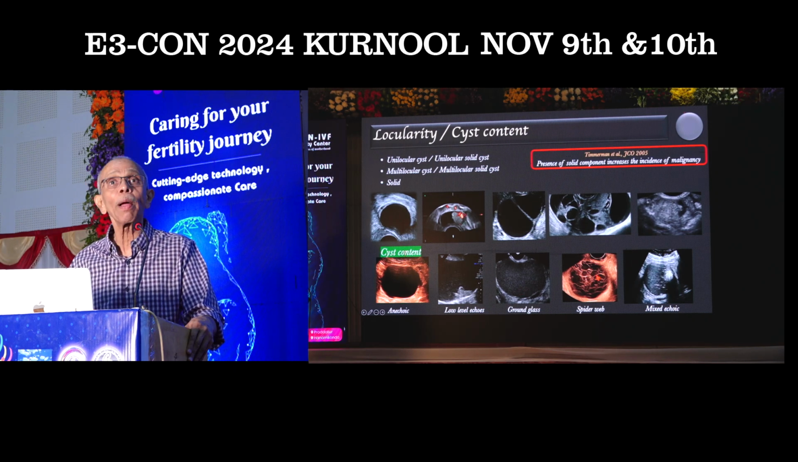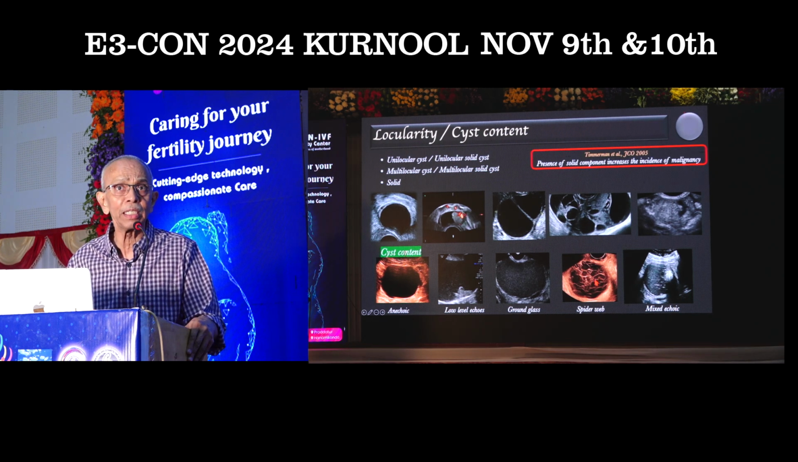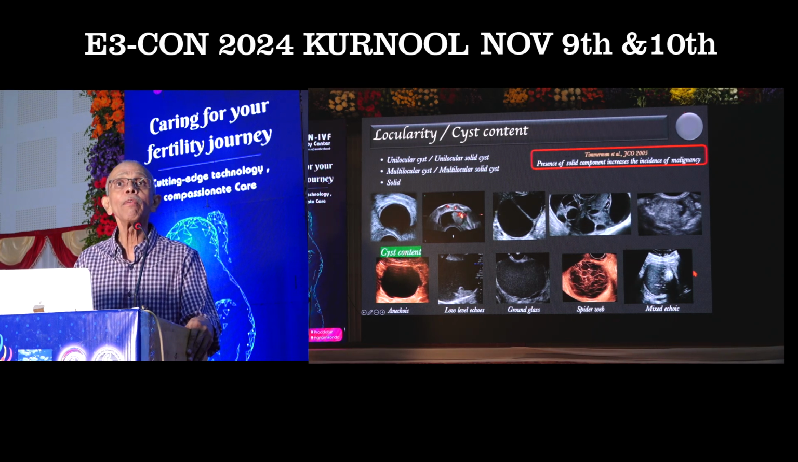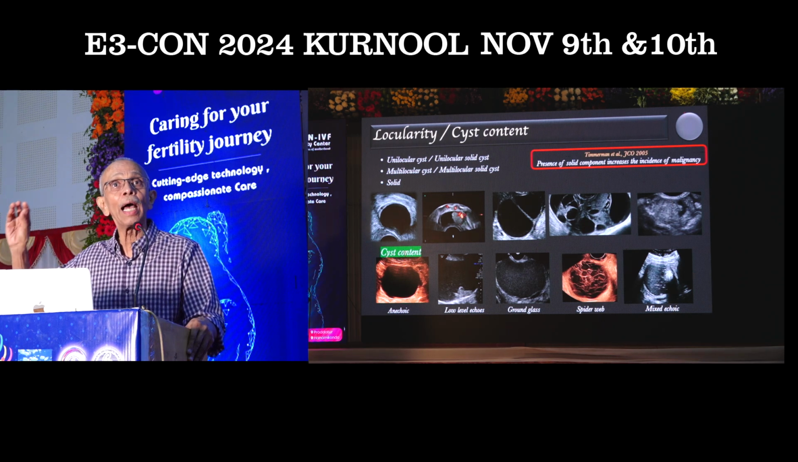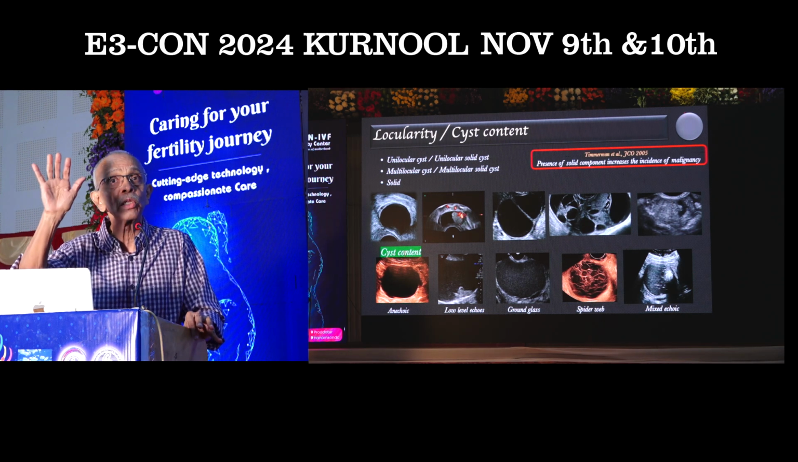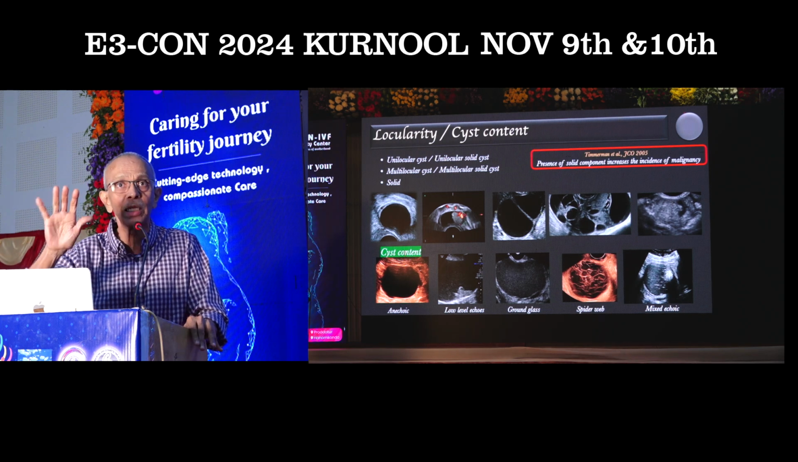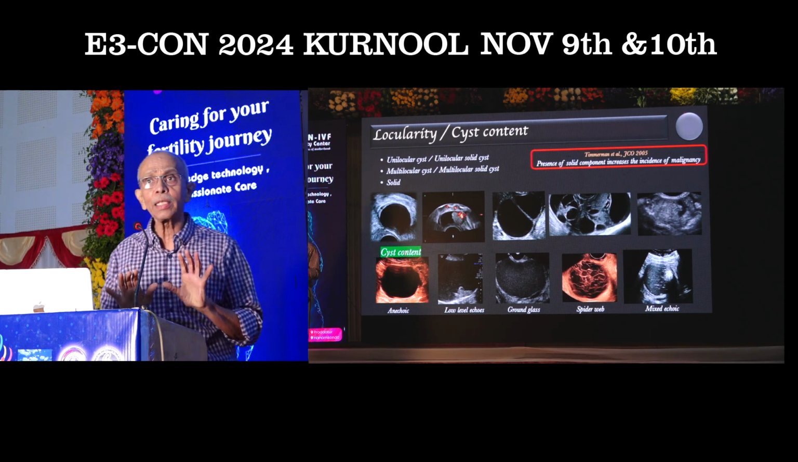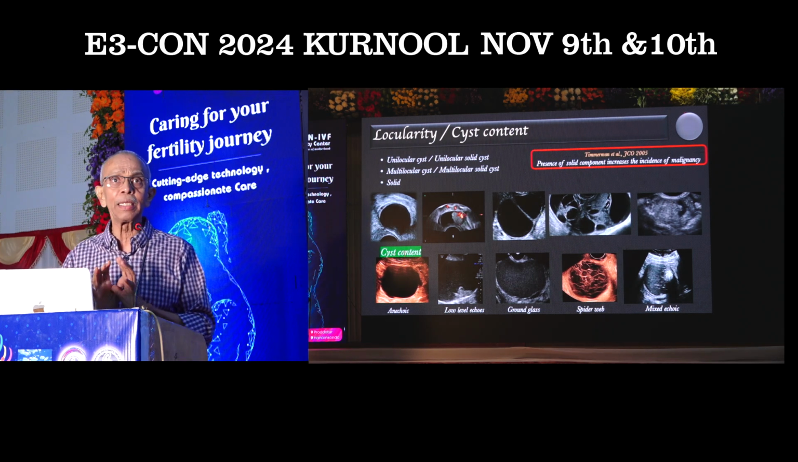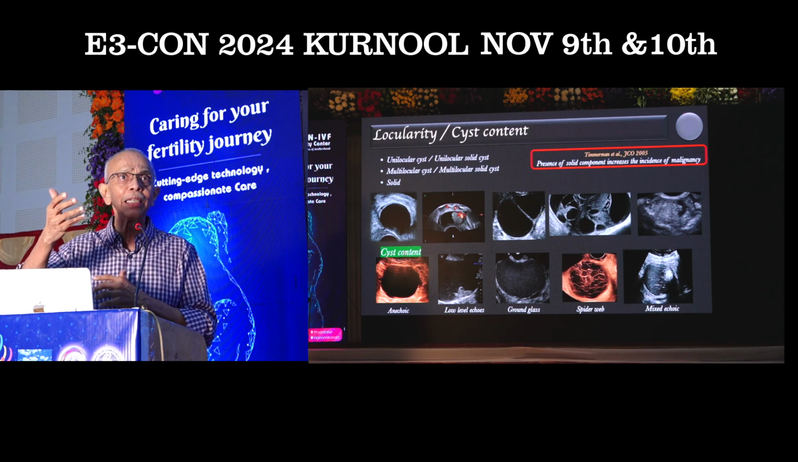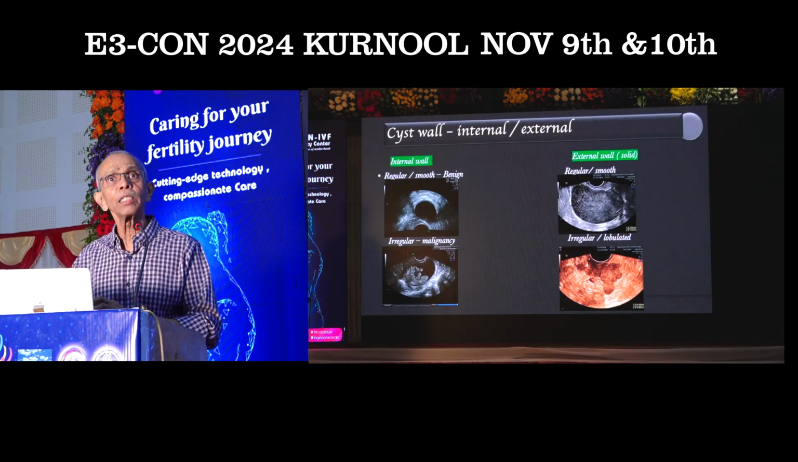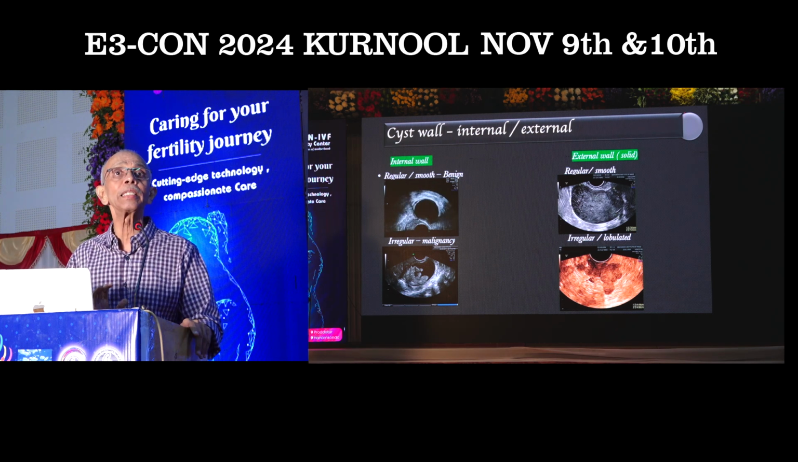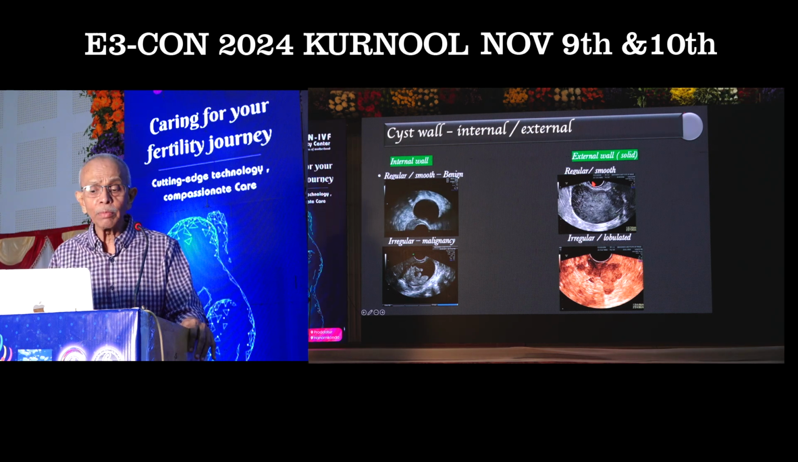Then we may have a spider web appearance, that is, multiple thin septations can be seen within the cyst, or you may have a mixed echoic, that is, you may have hyperechoic, hypoechoic, anechoic areas within the same adnexal lesion. So these are the various types of cyst content that have been described. When you evaluate an adnexal lesion, these are the terms you have to use, and these are the terms which are going to tell us about the nature and morphology of the lesion. Then comes the internal wall.